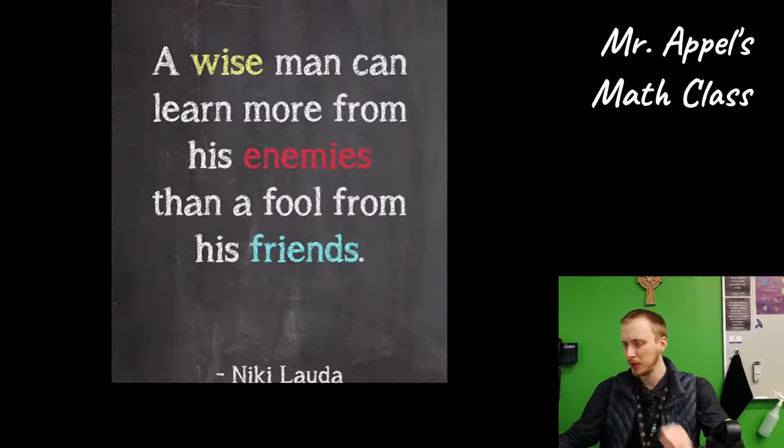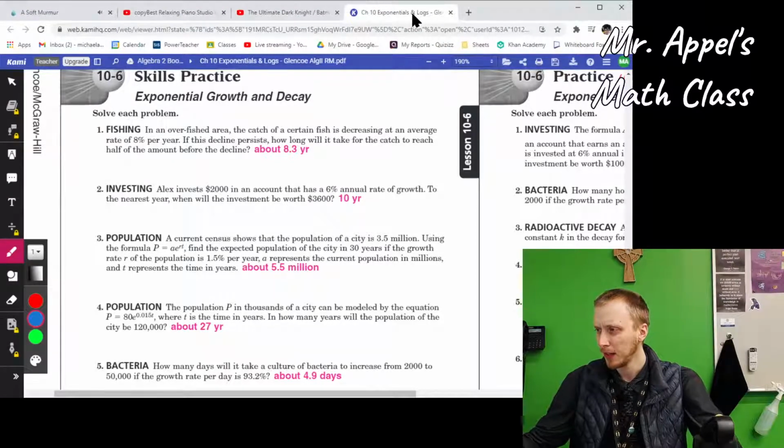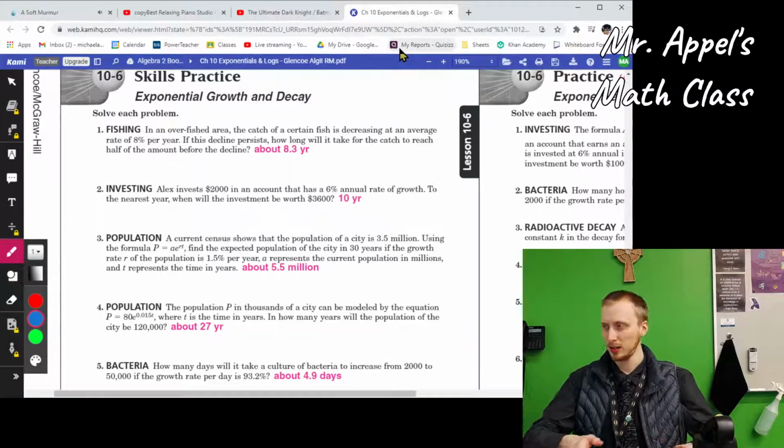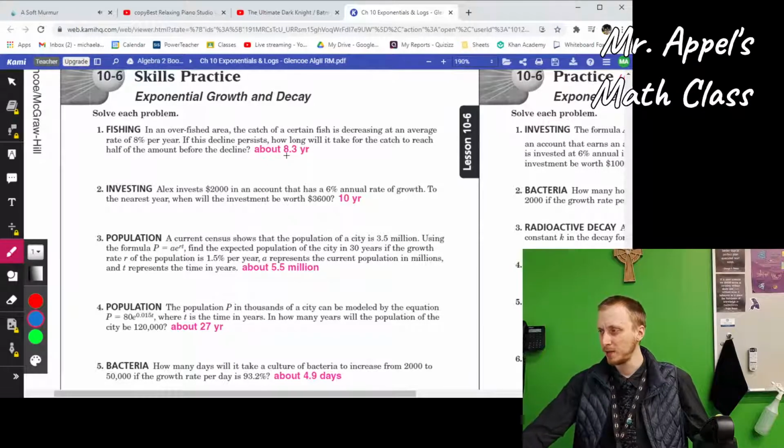So, without further ado, let's turn to our worksheet from yesterday, the exponential growth and decay problems. And yes, I hit the right button this time. Here are corresponding answers to the first page. Fishing, it'll take about 8.3 years to get the population down to half of what it was before, right?